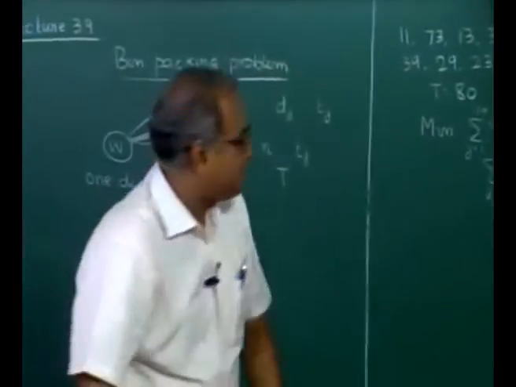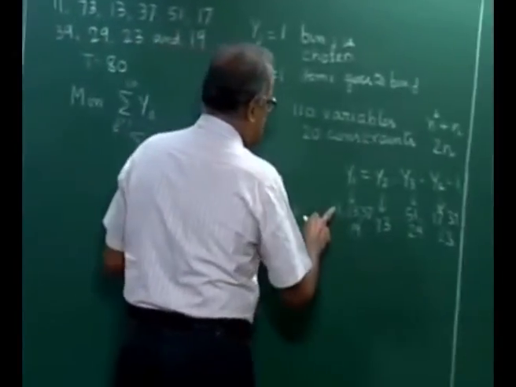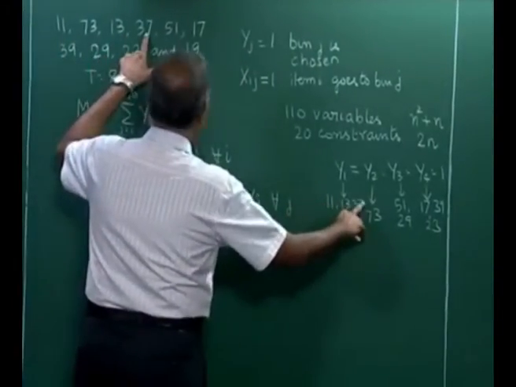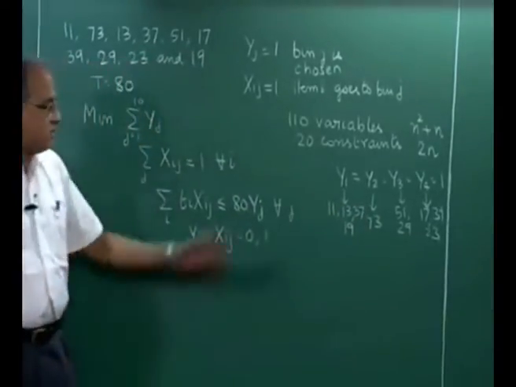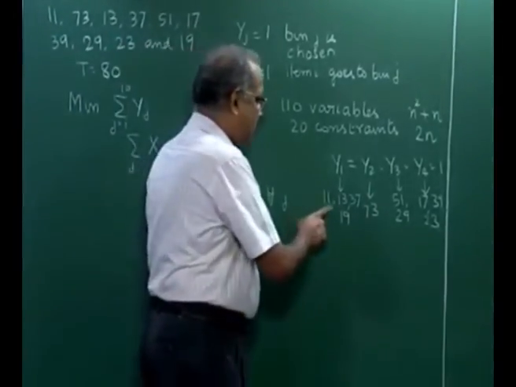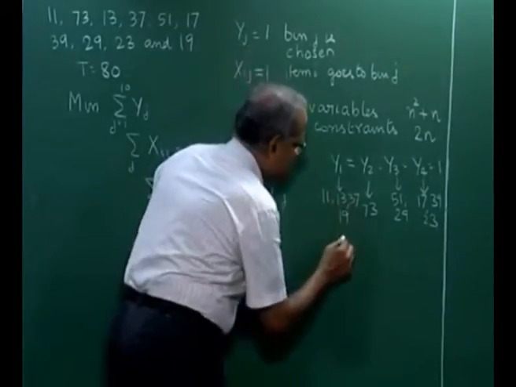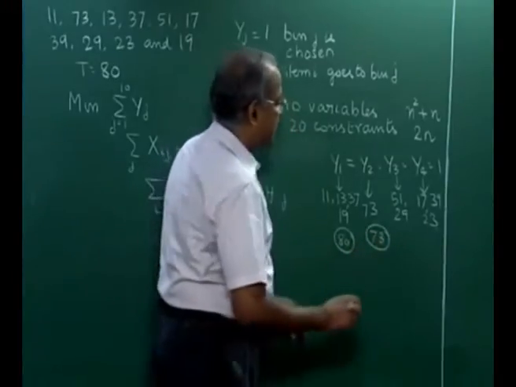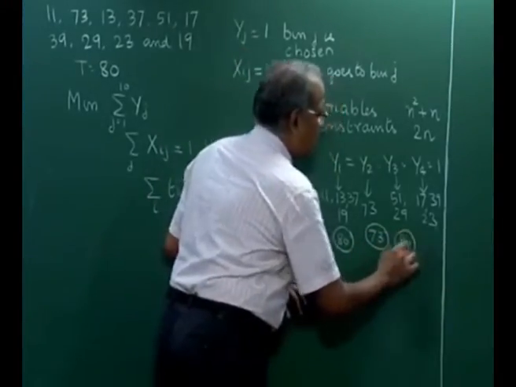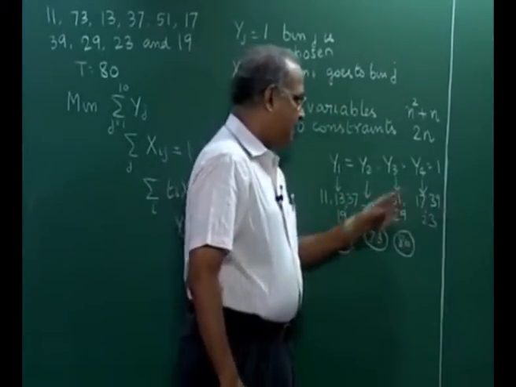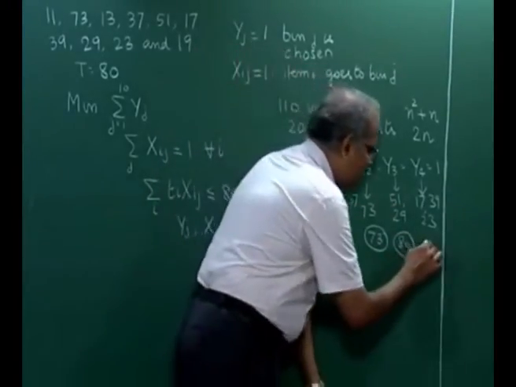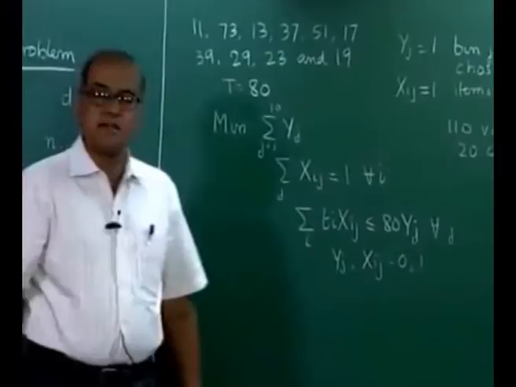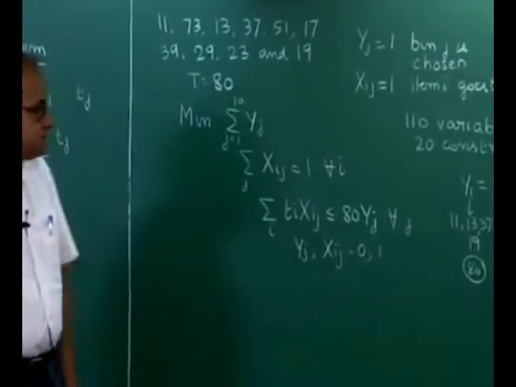So the solution will be, this will be x, this is item number 1, so x1 1, x3 1, x4 1 and x10 1 and so on. Now the sum of these is 11 plus 19 is 30, 43, so 80, 73, 51 plus 29 is 80, 17 plus 39 is 56, 56 plus 23 is 79. So we find a solution with 2 80s, a 79 and a 73.